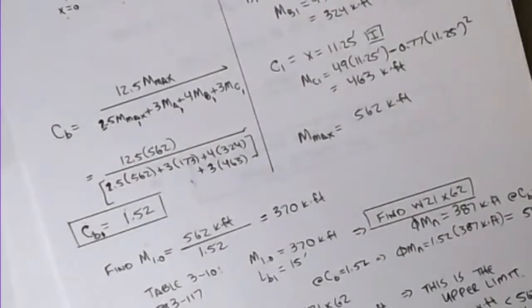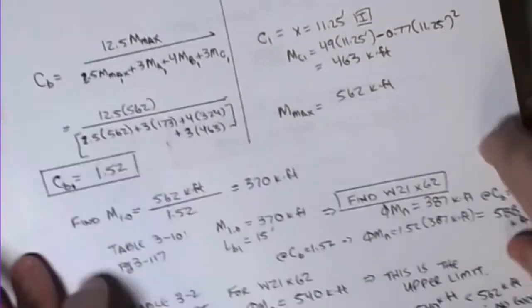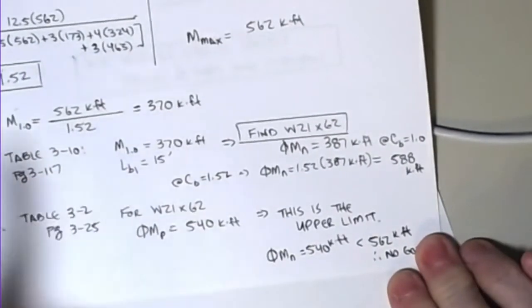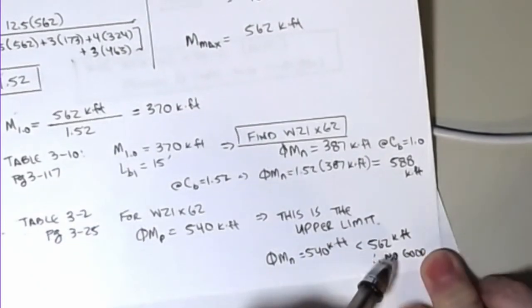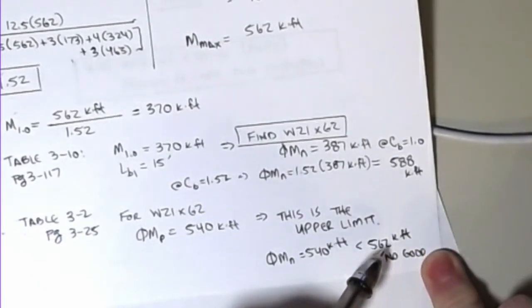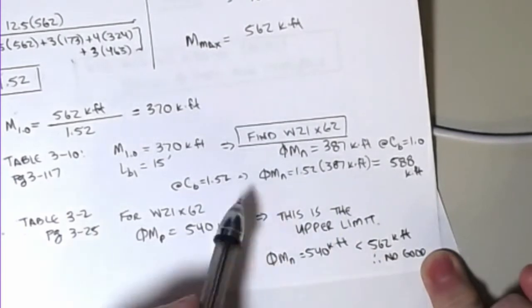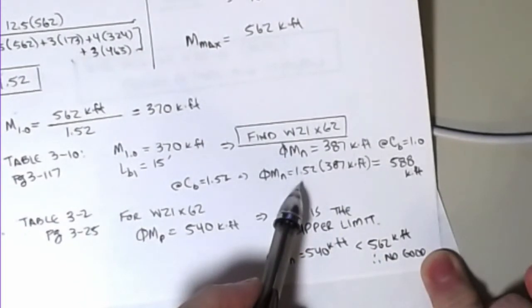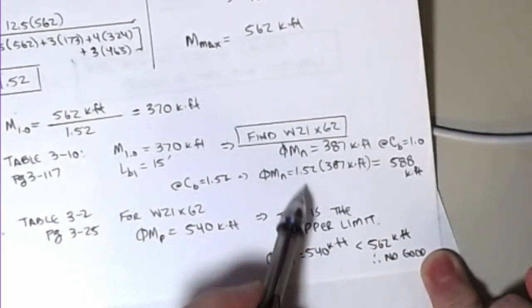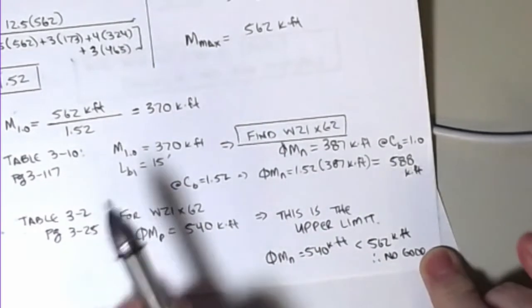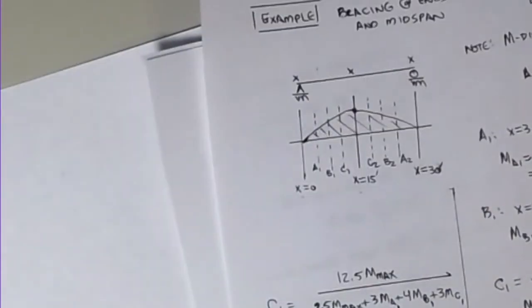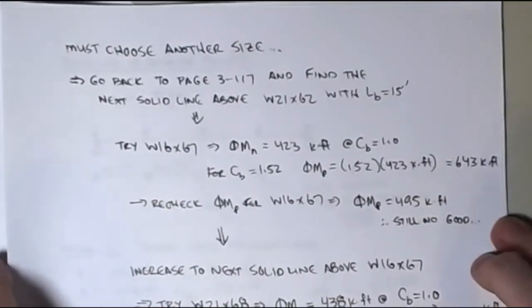Okay, and that's a problem, right? Because the phi M_p value on this is 540, but that's less than my 562 maximum value, so this beam is technically no good. It looked like it was when we did the first set of calculations and scaled the table, but it's actually exceeding the actual plastic limit, so it's not a good selection. All right, so we need to go through and modify our guess a little bit.